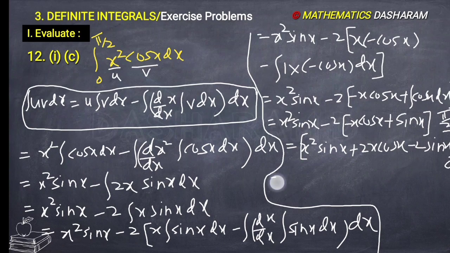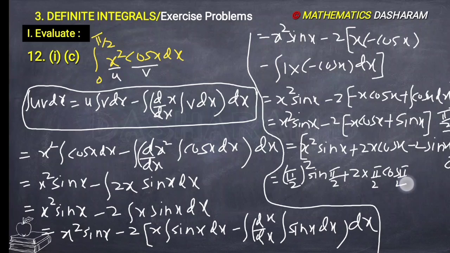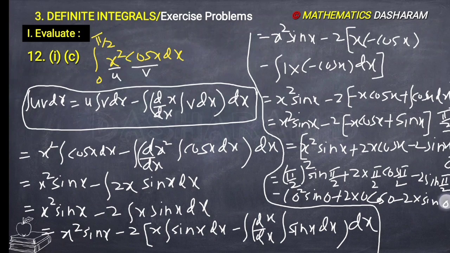So let's substitute the limits. First pi by 2: pi by 2 whole square into sin pi by 2 plus 2 into pi by 2 cos pi by 2 minus 2 into sin pi by 2, minus next to 0. Okay, pi by 2 completed. Next substitute the 0: 0 square into sin 0 plus 2 into 0 into cos 0 minus 2 into sin 0.